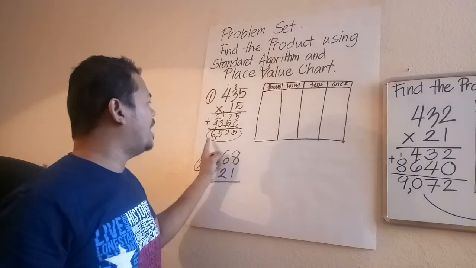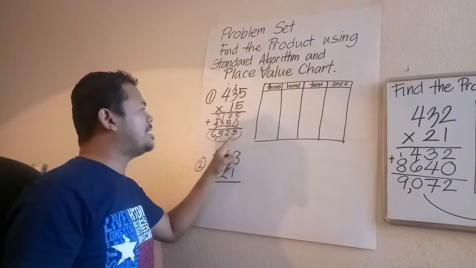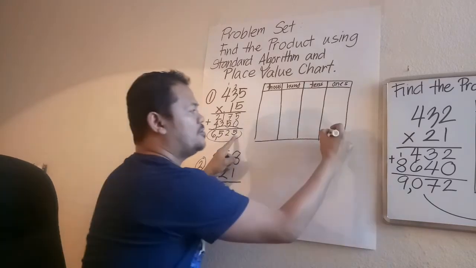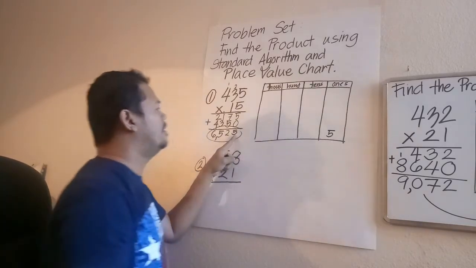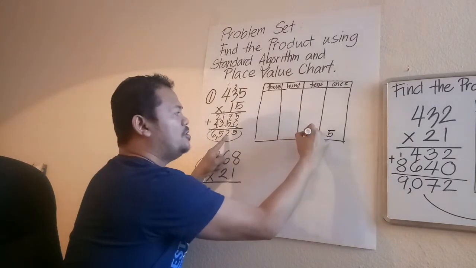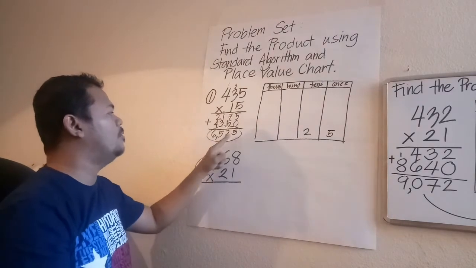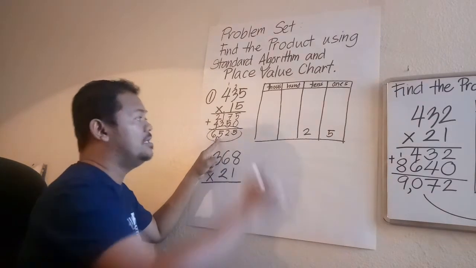So for ones, we got here 6,525. For ones place value, what is that number? We got here 5. So write here 5. For tens place value, ones, tens, we got here 2. Right here 2 for your tens. Okay? For your hundreds place value, ones, tens, hundreds, another 5.